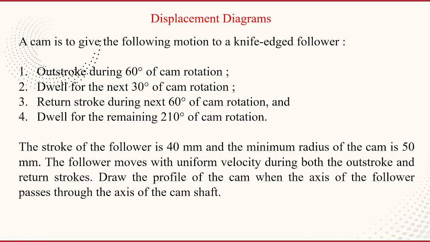Outstroke during 60 degrees of cam rotation, followed by dwell for the next 30 degrees of cam rotation, followed by return stroke during the next 60 degrees of cam rotation, and dwell for the remaining 210 degrees of cam rotation. The stroke of the follower is 40 mm and the minimum radius of the cam is 50 mm. The follower moves with uniform velocity during both the outstroke and return stroke. Draw the profile of the cam when the axis of the follower passes through the axis of the camshaft. This is the problem given.